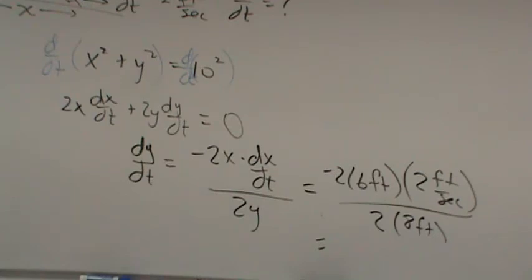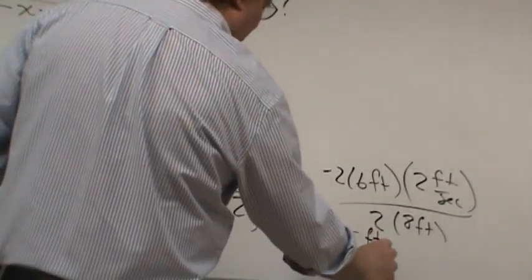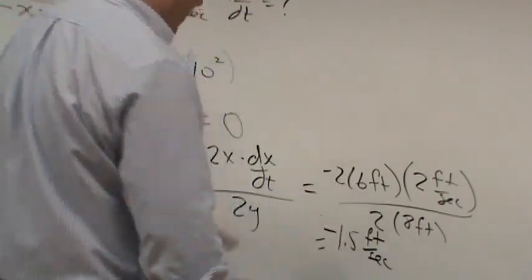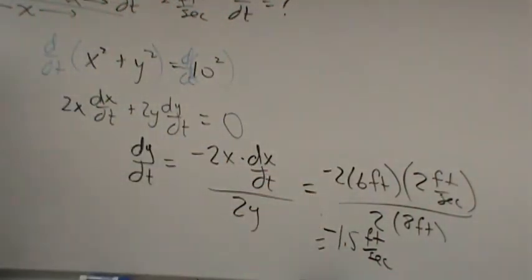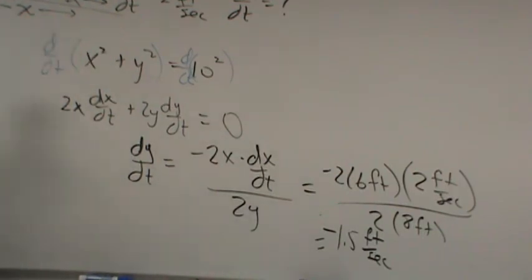So I end up with, what do I even need my calculator for? 12 over 8, what is that? 3/2. But one of the feet cancels and I get 1.5 feet per second. But please note, it's negative. What does it mean for dy/dt to be negative 1.5 feet per second? Sliding down. Y is getting shorter. X is getting bigger, so the rate of change of x is positive. Y is getting shorter, so dy/dt is going to be negative. Any question or problem on that third example?